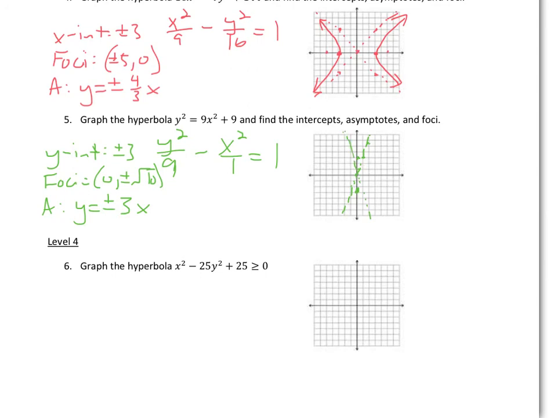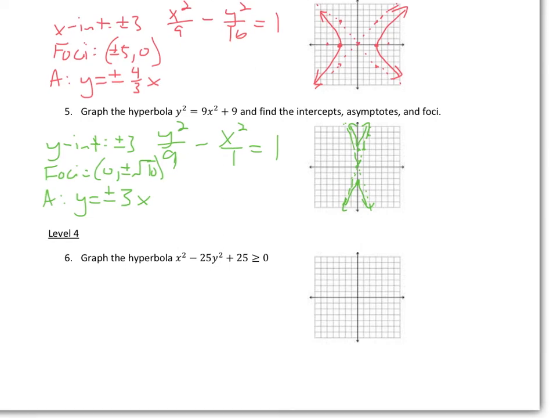Okay, so we've got our asymptotes. And to finish these up, they're going to go from A towards the asymptotes. That's real pretty. All right, and that's good. That's finished right there.